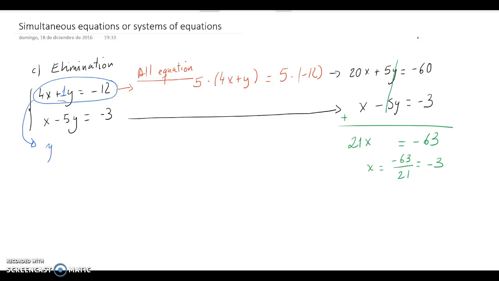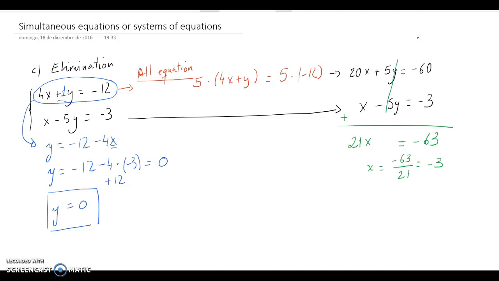So I'm going to have y equals minus 12 minus 4x. So the y is going to be minus 12 minus 4 times, okay, the x, we know that is minus 3. So this is minus 12, this is positive 12, this is going to be 0. The y is 0.